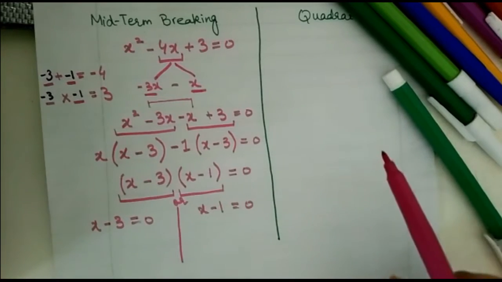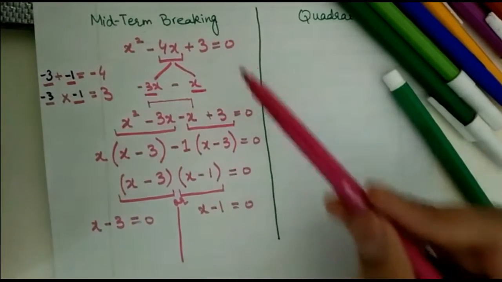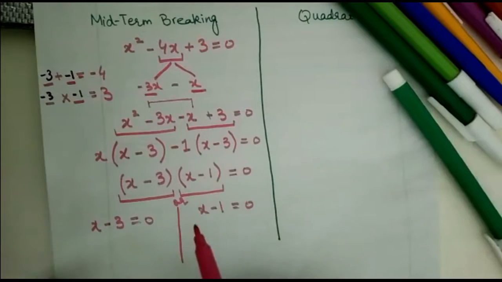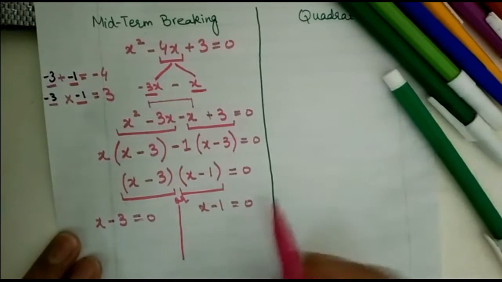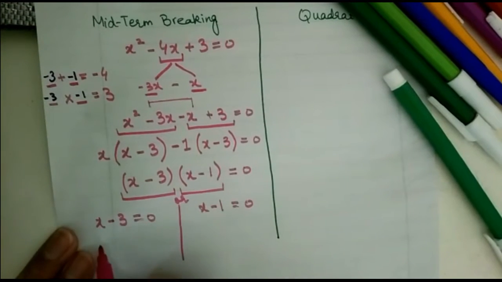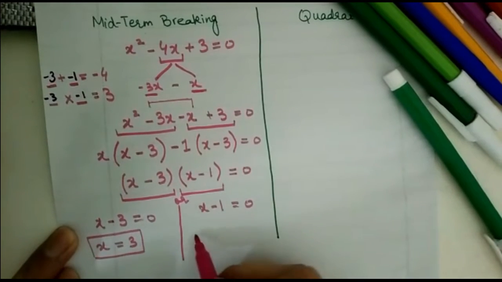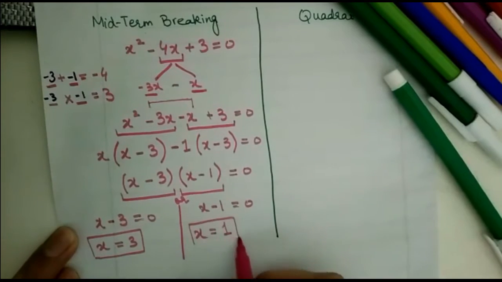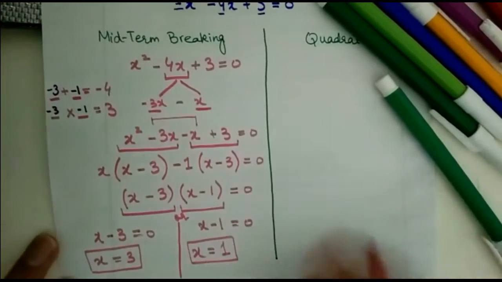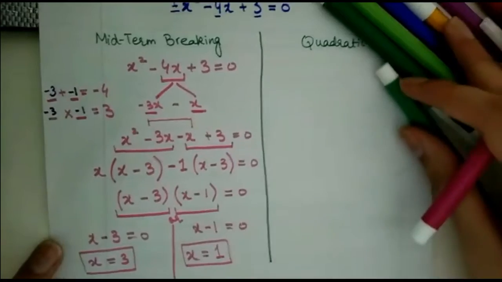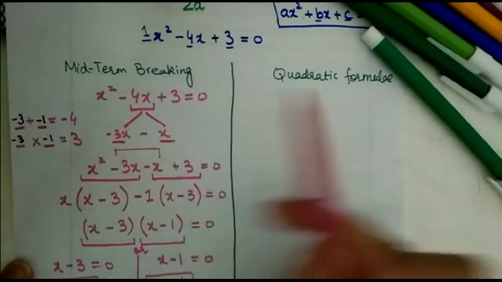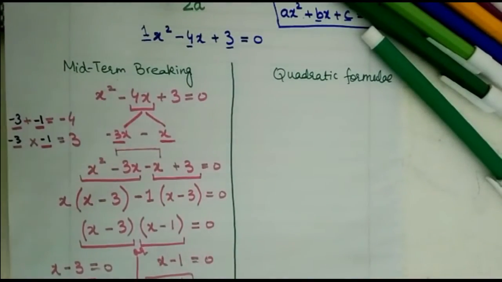Remember, when you are solving a quadratic equation, you get two answers. So here we are getting two answers for x, two values for x. If I take this 3 to the right, I get x is equal to 3. And if I take this minus 1 to the right, I get x is equal to 1. This is how we solve using middle term breaking. Now I'll be solving the same question using the quadratic formula.